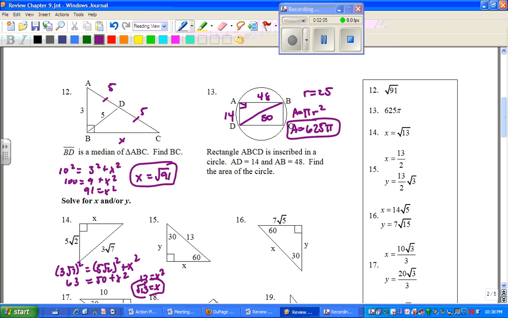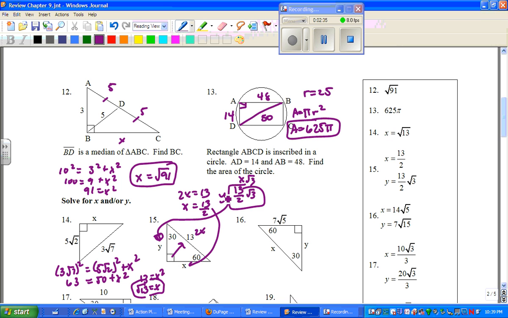Number 15, you want x and y. Well, it's a 30, 60, 90 triangle. This side across from here is 2x. So we can set 2x equal to 13. So x equals 13 over 2, which ends up being the 30 side, and that is x. That means the y is the 60 side. So you plug in 13 over 2 into the x root 3 side, and you get 13 over 2 root 3, and that ends up being the y side over here.